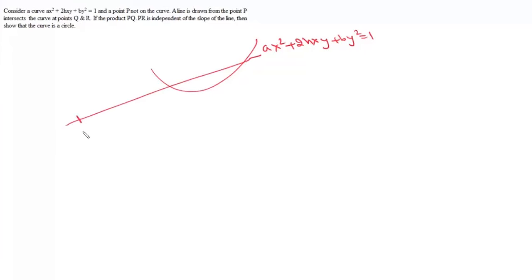So we have this point P and a line through P, it intersects the curve at Q and R. It says that if the product PQ and PR is independent of the slope of the line, then show that the curve is a circle. So for this question we'll use the parametric equation of this line. Let this point be (x1, y1), and let the angle this line makes with the positive x-axis be theta.